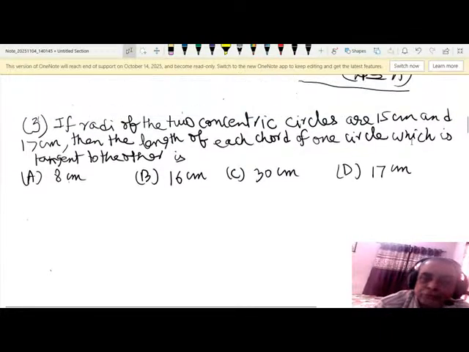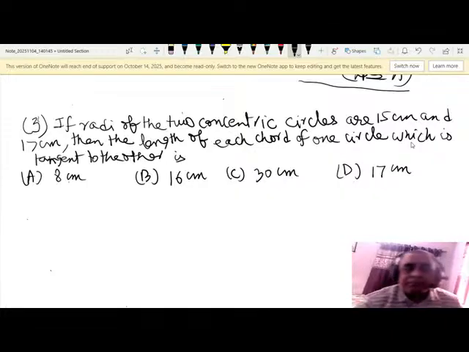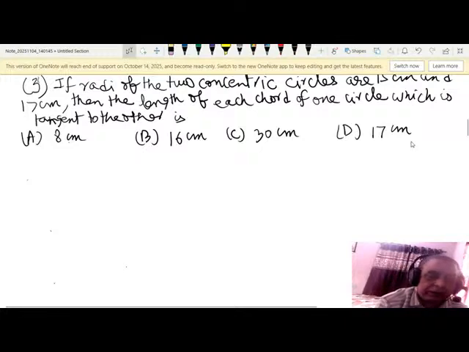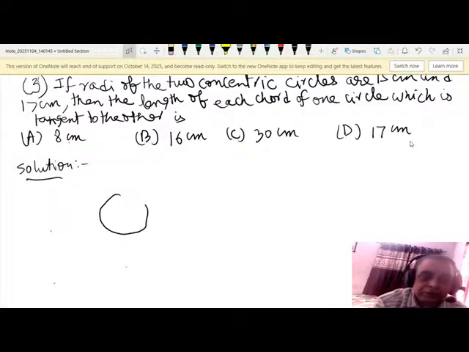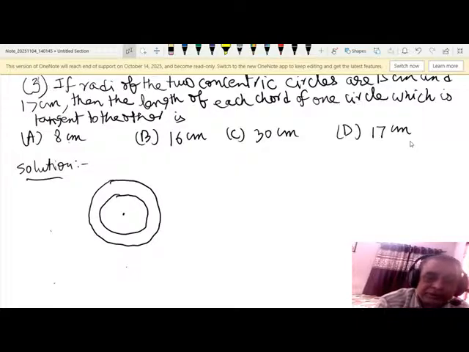The radii of two concentric circles are 15 centimeter and 17 centimeter. The length of each chord of one circle which is tangent to the other. So what is the sum saying? Here it is saying that there are two concentric circles. So draw two concentric circles, meaning with the same center. So these are the two concentric circles having the center O, suppose.